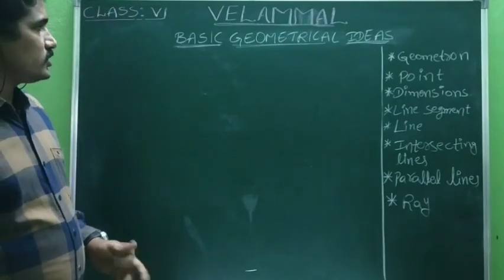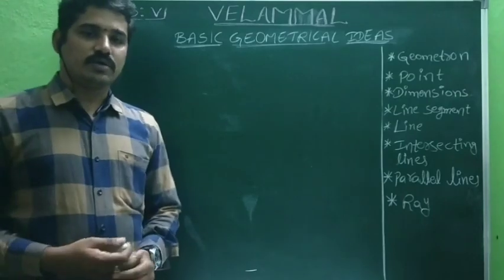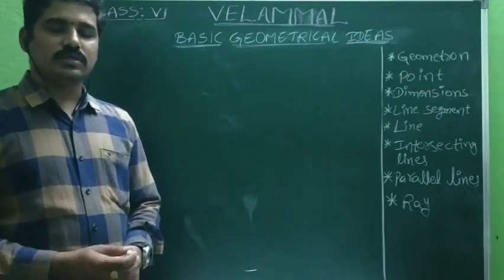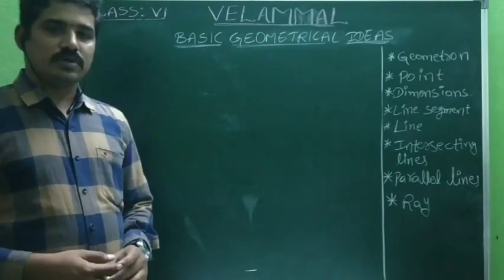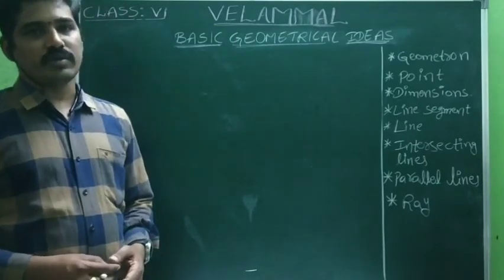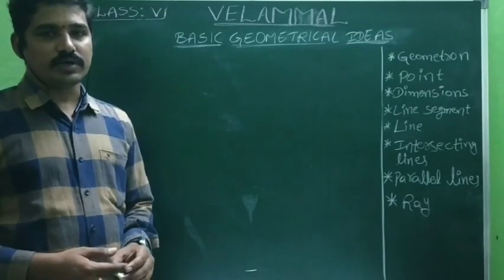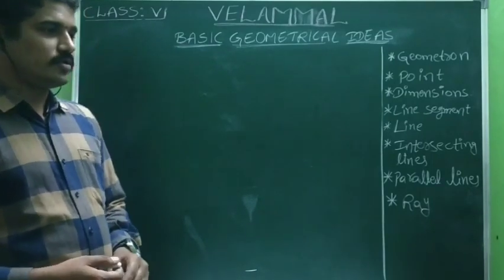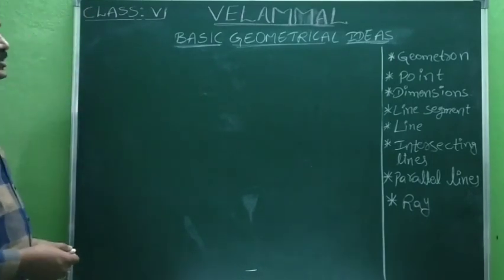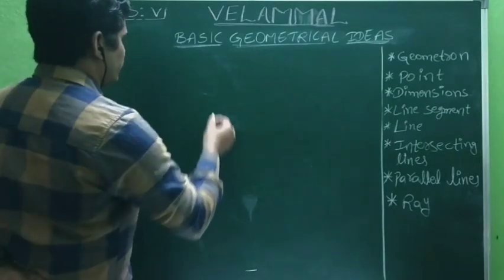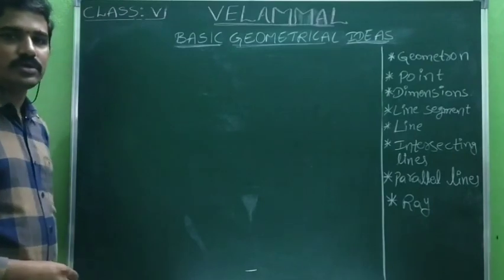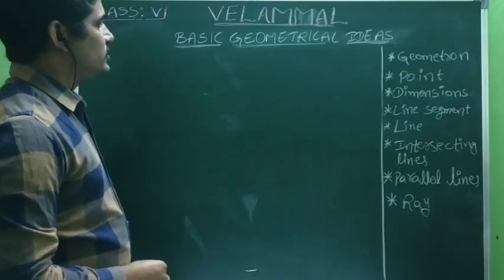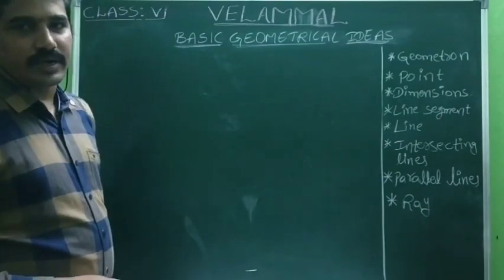In the earlier classes, we discussed our first chapter, Knowing Our Numbers. In that, we completed natural numbers, whole numbers, and the properties of whole numbers. From our IIT concept, we have also completed fractions. Now we are moving to the next chapter, a very important chapter: geometry. In our CBSE syllabus, it is Basic Geometrical Ideas.